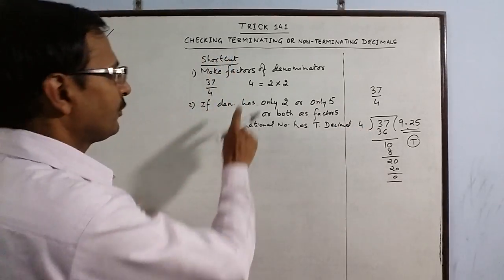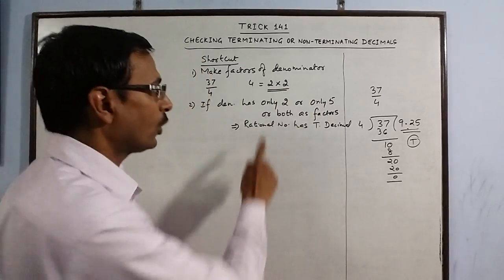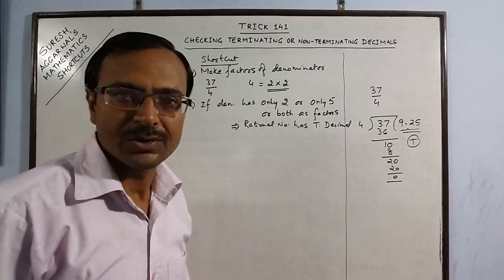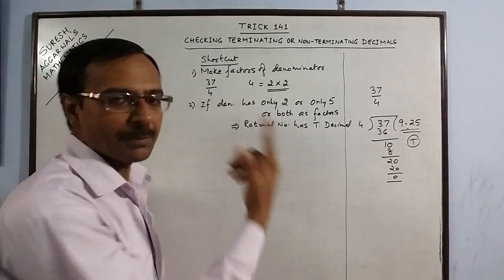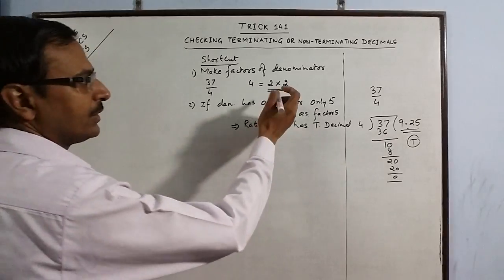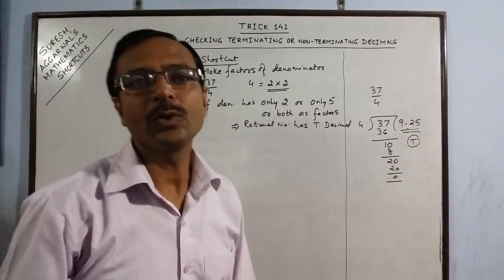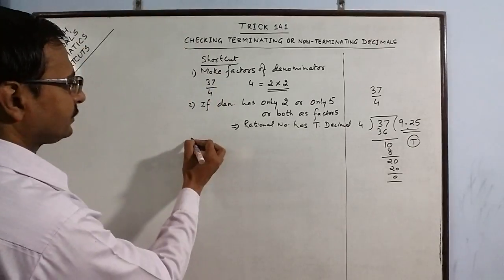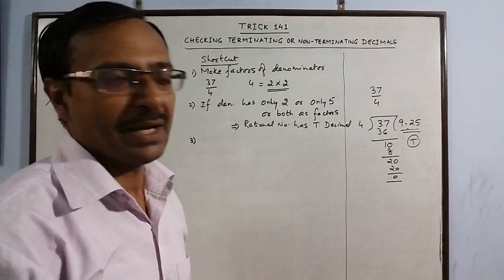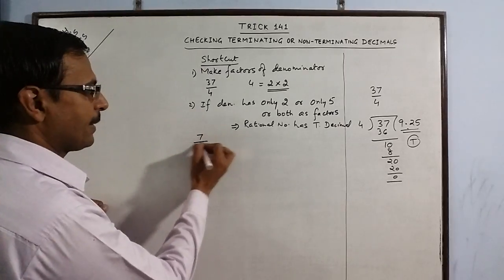Now here 4 is expressed as 2 into 2, prime factors are 2 into 2, so only 2's are there in the denominator, so 37 upon 4 has a terminating decimal. So without division you have found out that 37 upon 4 has a terminating decimal. Now we will take some more examples. Say we have one more example as, say 7 upon 125.